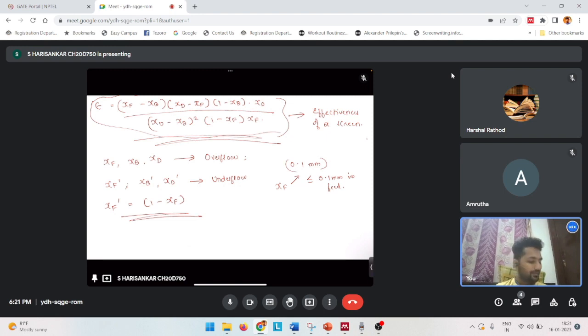So xf means the number of particles that are less than or equal to 0.1 mm in feed. But then xf dash, which is based on the... okay, there is a slight confusion here. This is actually greater than or equal to, because it is overflow, right? So xf dash will be particles having size less than 0.1 mm in the feed.